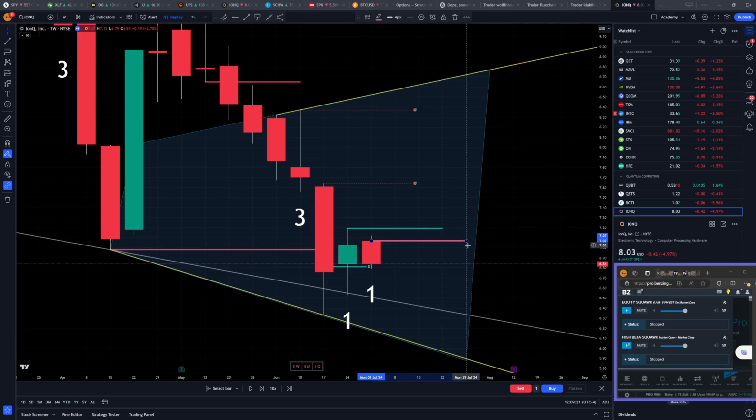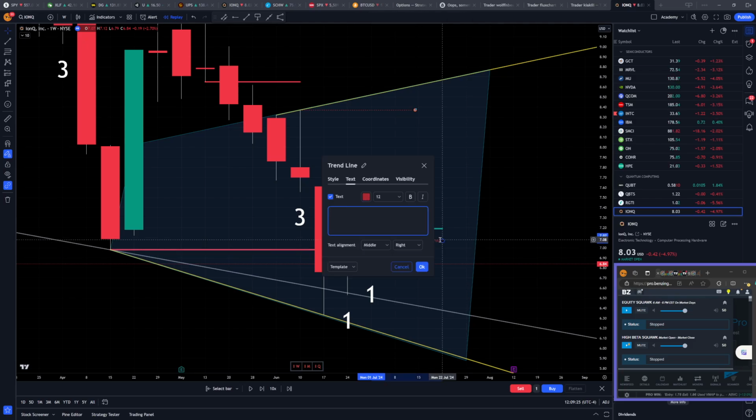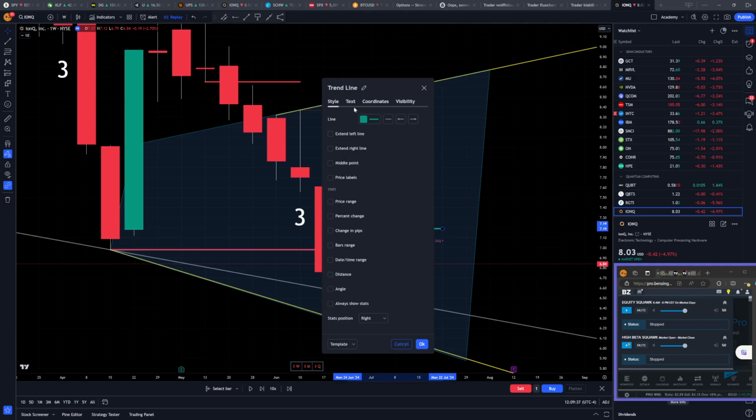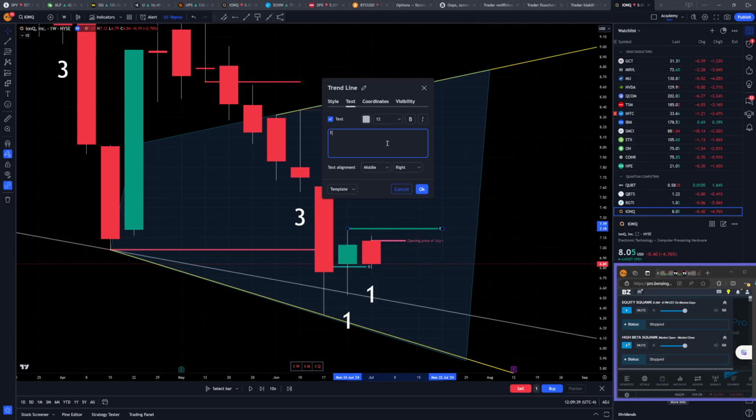So the price where this opened, I'm going to mark it here that this is the opening price of July. Right? It's the opening price of July right there. And that here, that entry for calls weekly.